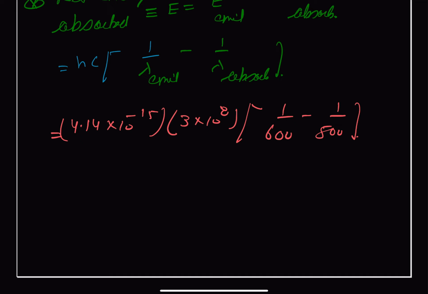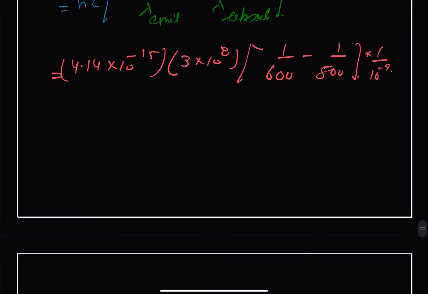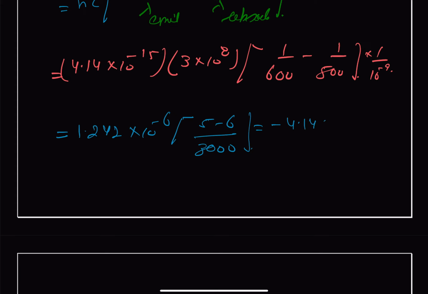and this is in nanometer, so we can say 1 upon 10 to the power minus 9, and this will be coming as 1.242 into 10 to the power minus 6, and this will go 5 minus 6 divided by our 3000, which will be equal to minus 4.14 into 10 to the power minus 10 electron volt.